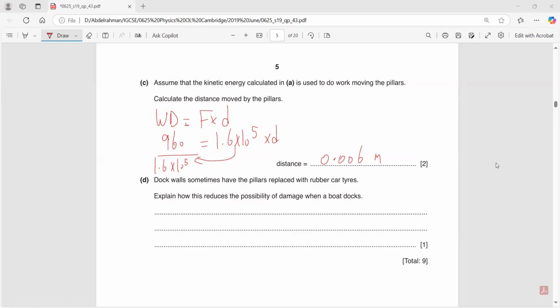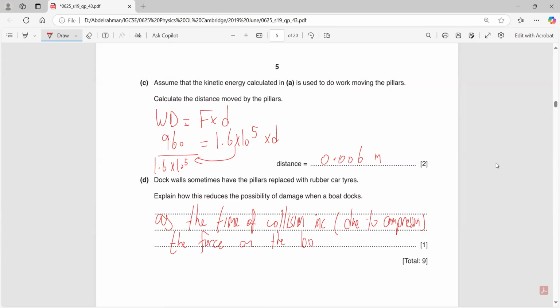As the time of collision increases due to the compression, the force on the boat decreases. That's it. It's impulse. If you increase the time, you decrease the force.